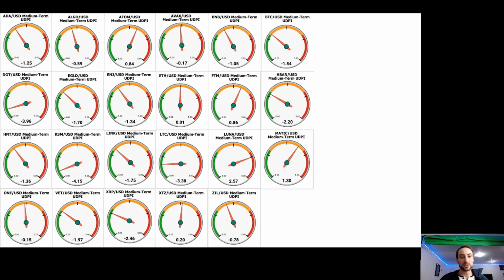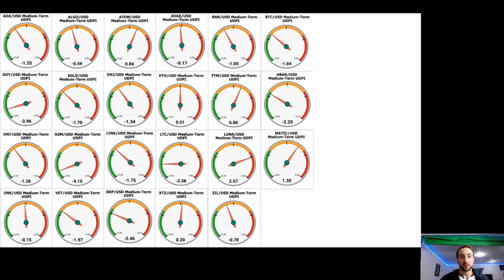So we're looking at the medium term here, and what we can see is that there's a lot of variability across the charts. The average risk, if we just take the 21 altcoins here, is minus 1.07. So if we look at Bitcoin on its own, we see that the medium-term risk is minus 1.84, which again is relatively favorable, but does not preclude the possibility of further downside in the medium term.